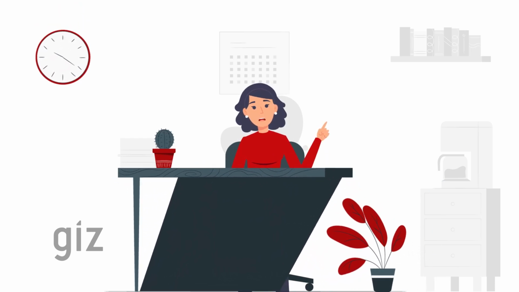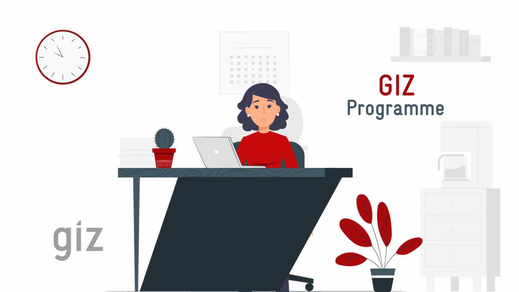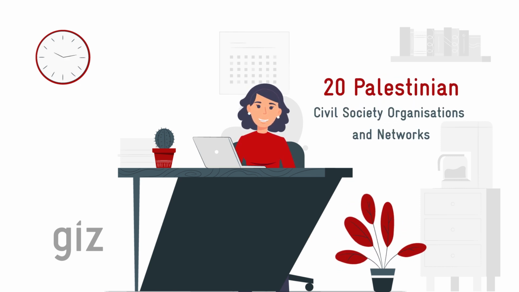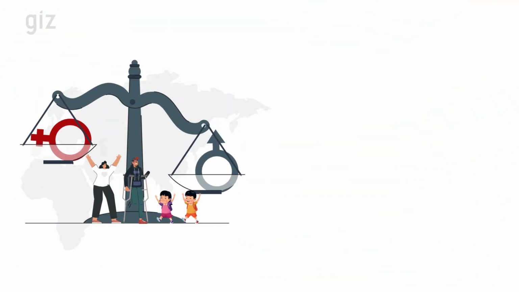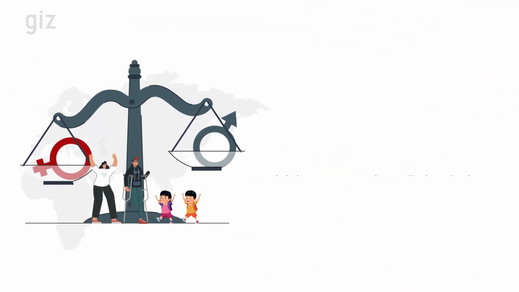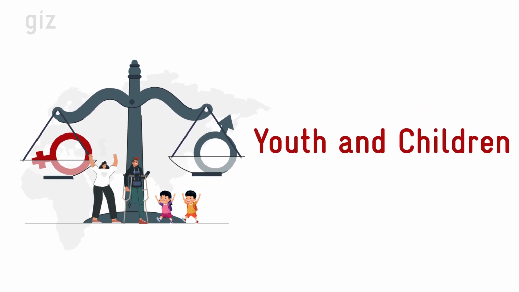What is the civil society program CSP? CSP is a GIZ program supporting more than 20 Palestinian civil society organizations and networks working on various fields such as human rights, including women's rights, rights of persons with disabilities, youth, and children.